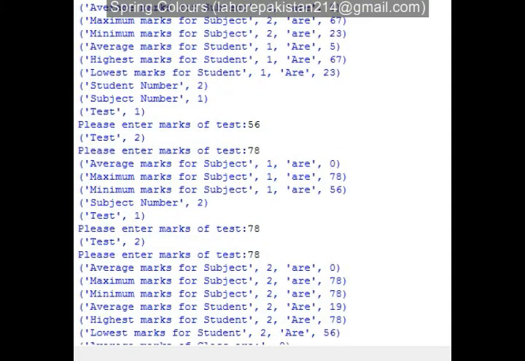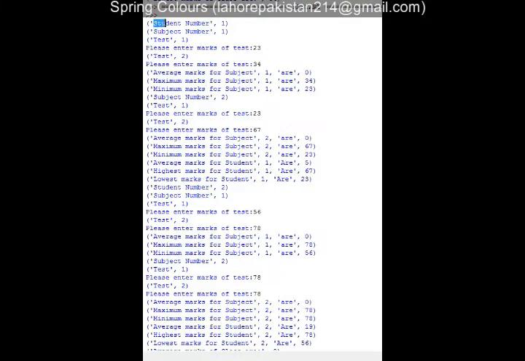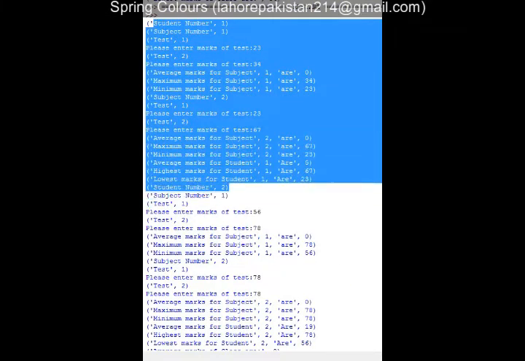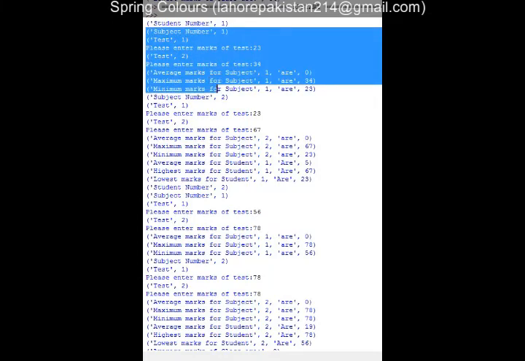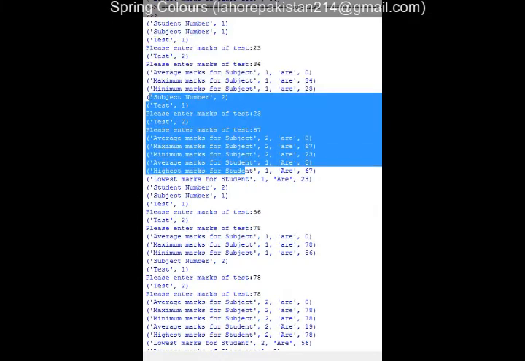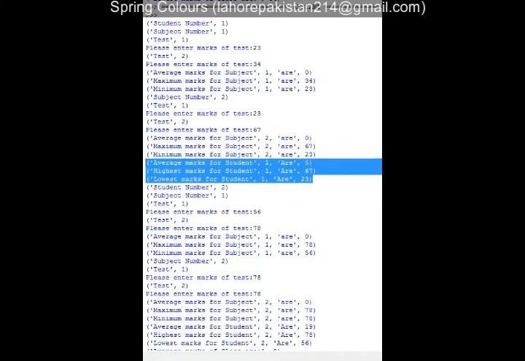Now for every student, this is the case of first student and his 2 subjects. This is his first subject and this is his second subject over here, and then the average, maximum and minimum of first student.